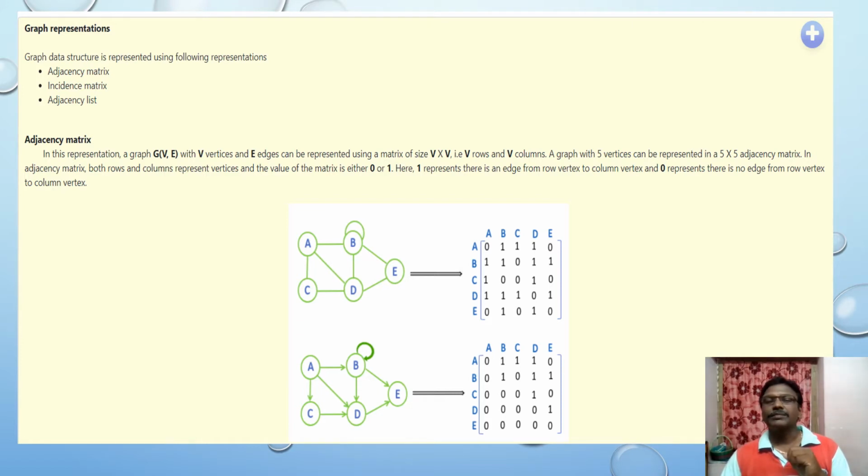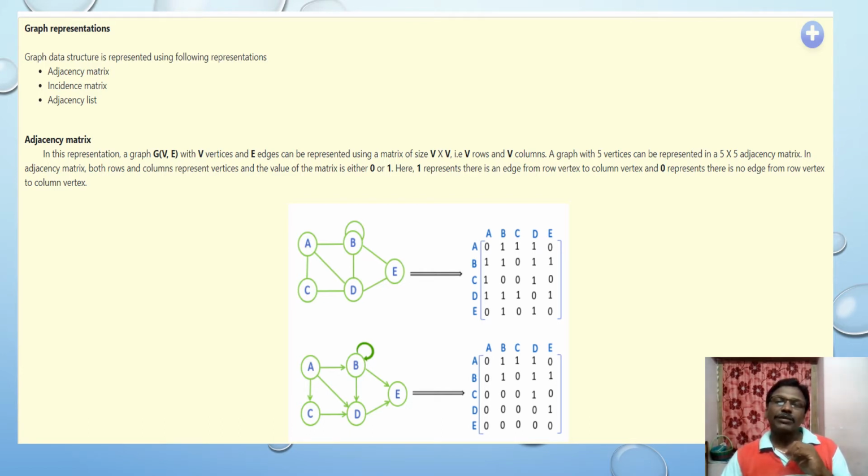For example, this is for the undirected graph. First, we choose the undirected graph. In this, A, B, C, D, E, there are 5 vertices in the graph. So the matrix is also 5 by 5 because of V times V. Here B has a self loop. It is counted as one edge, which is a little bit different.